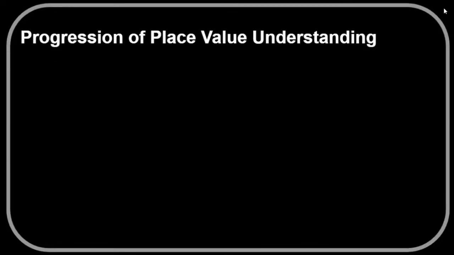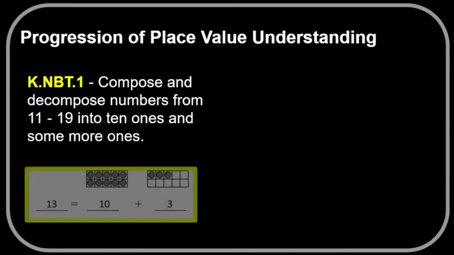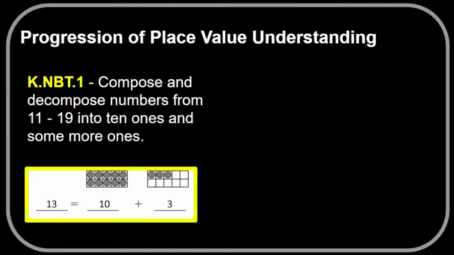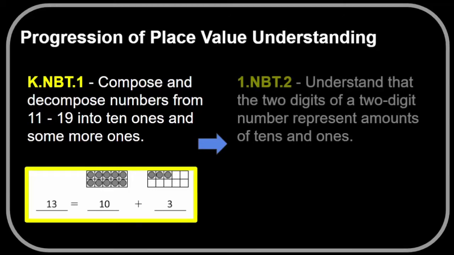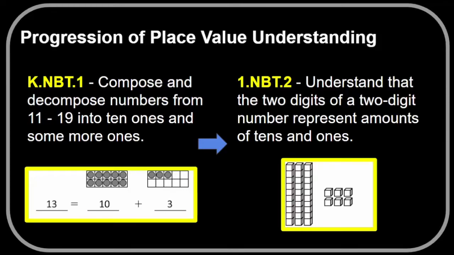Kindergarten students begin place value understanding by composing and decomposing teen numbers into 10 ones and some more ones. First graders then transition to understanding that 10 ones equals a bundle of 10 and that the 2 digits of a 2-digit number represent amounts of tens and ones.